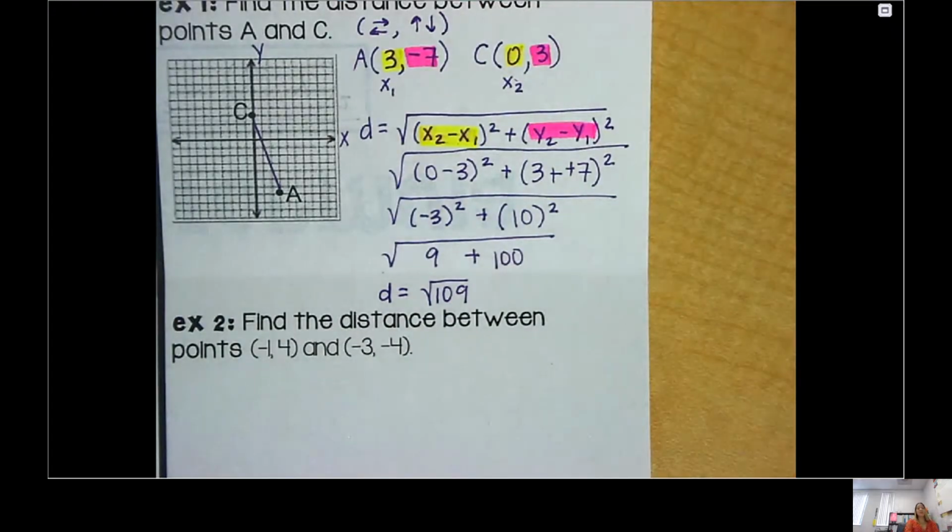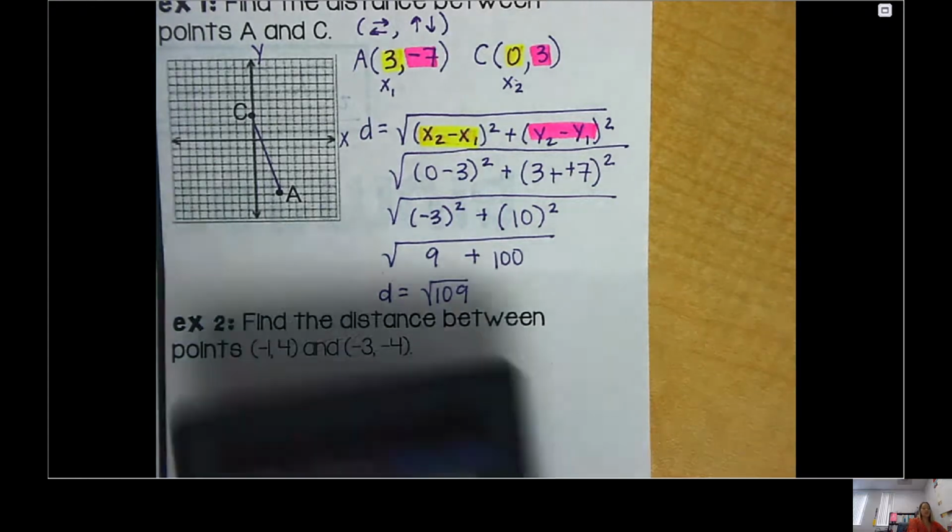Now, the distance between point C and point A, if I were to make this a distance, a line right here, is the square root of 109. Would you know what I mean if I said, hey, walk the square root of 109 steps? Would you know what that means? No. So we're going to put it into our calculators to get a more approximate value.